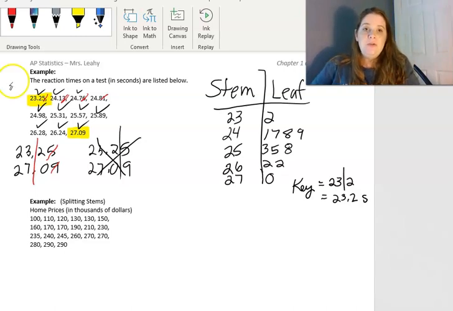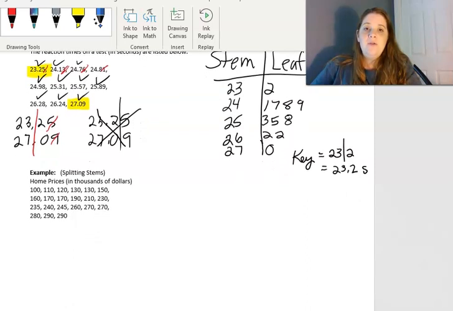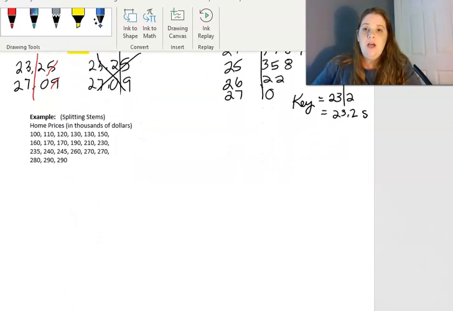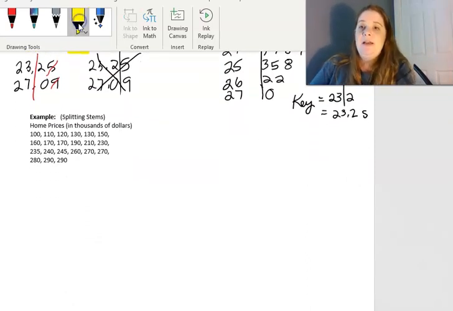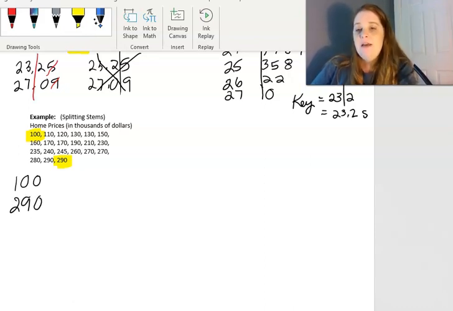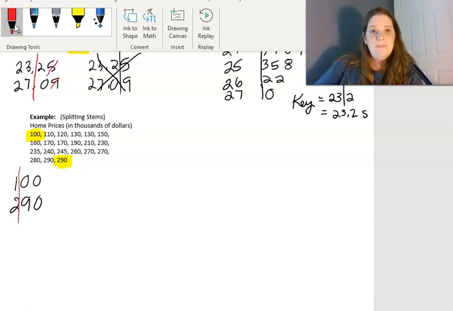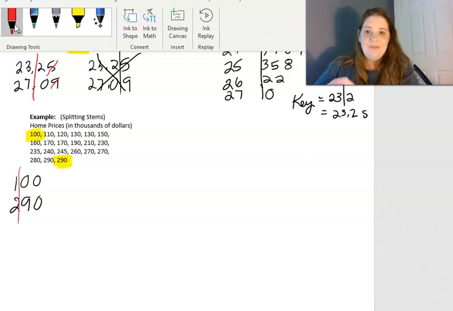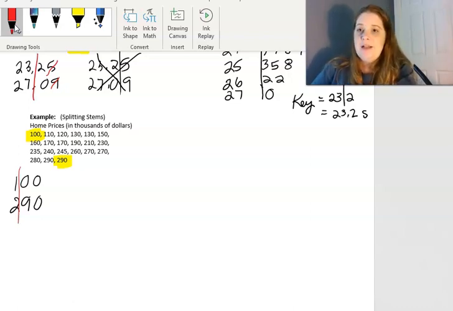All right, here's another issue that might arise. This says home prices in thousands of dollars. So we have 100 up to 290, and again, these are in order. If I look at the first two values, from left to right, if I use the 100s place as my stem, I've got 1 and 2. That's not enough. That's too few. All right, so that's not going to work.